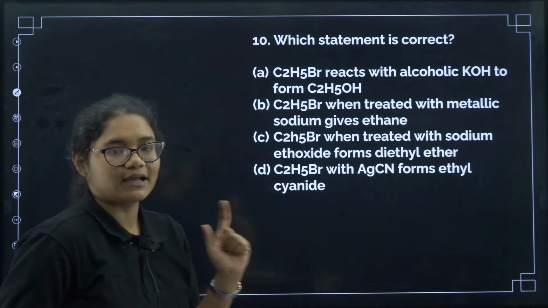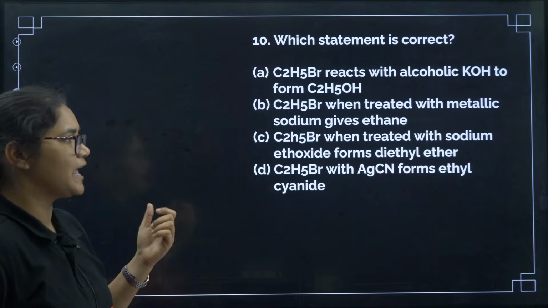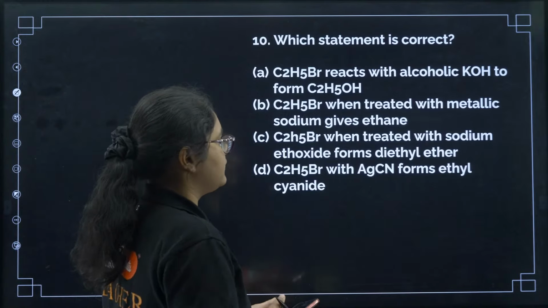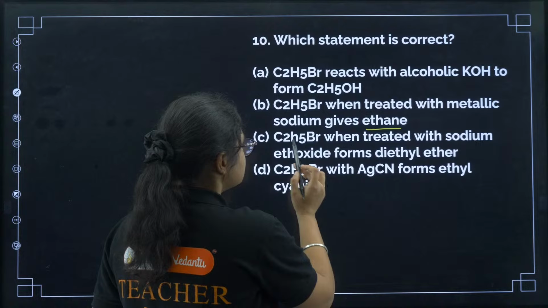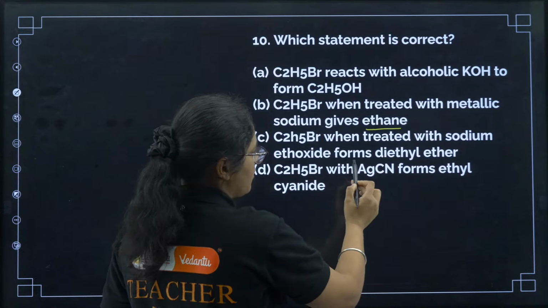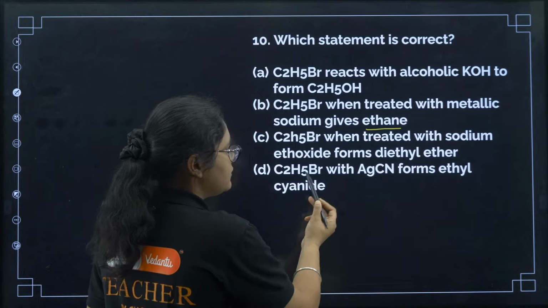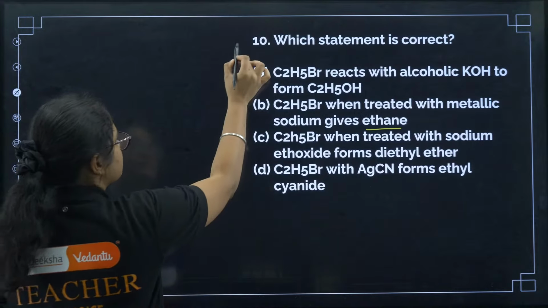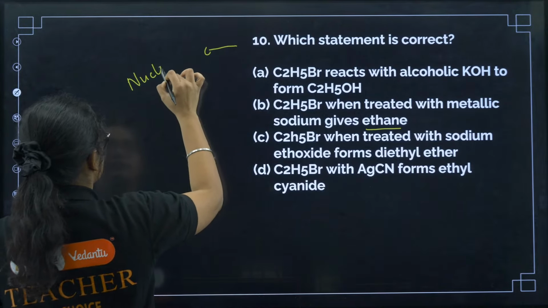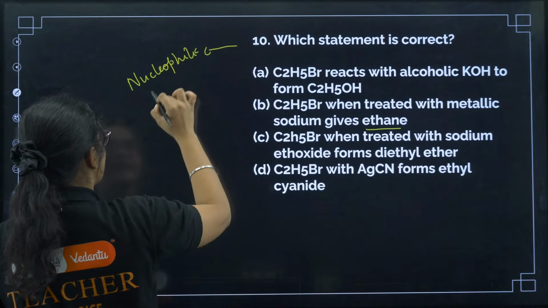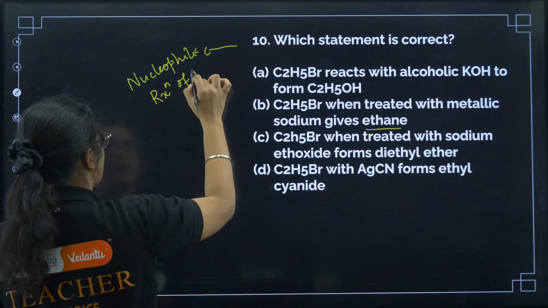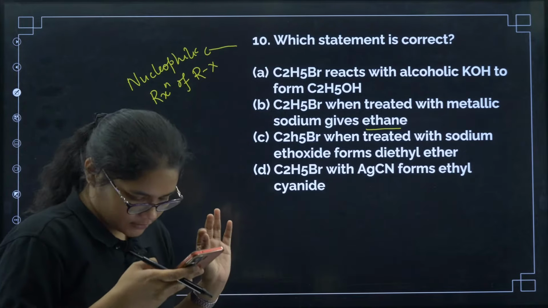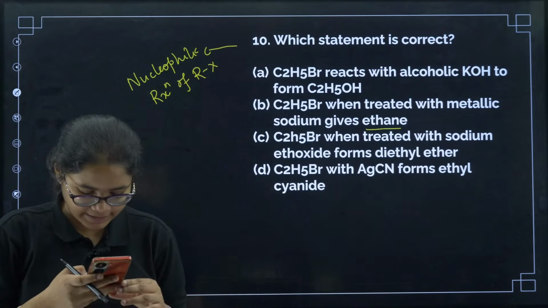Which statement is correct here? C2H5Br reacts with alcoholic KOH to form C2H5OH. C2H5Br when treated with metallic sodium gives ethane. C2H5Br when treated with sodium ethoxide forms diethyl ether. C2H5Br with AgCN forms ethyl cyanide. So this is from which concept? This question is asked from your nucleophilic reactions of RX, right? I discussed yesterday, I showed you a table, I have given you all the reactions. So which is the correct statement here?